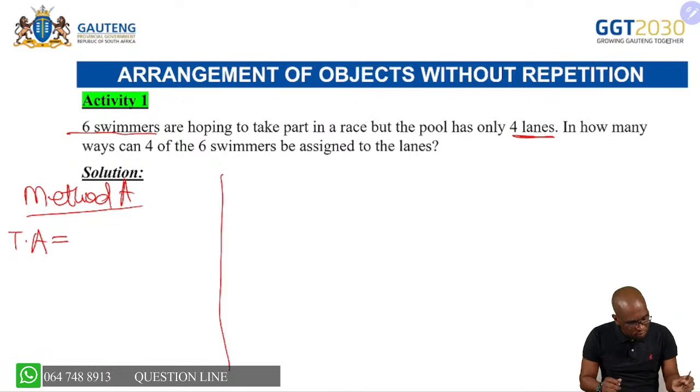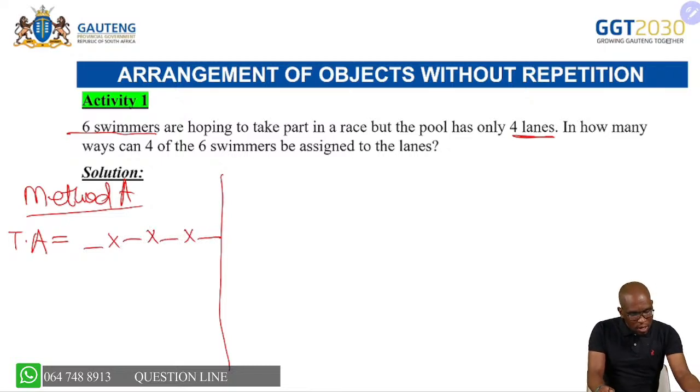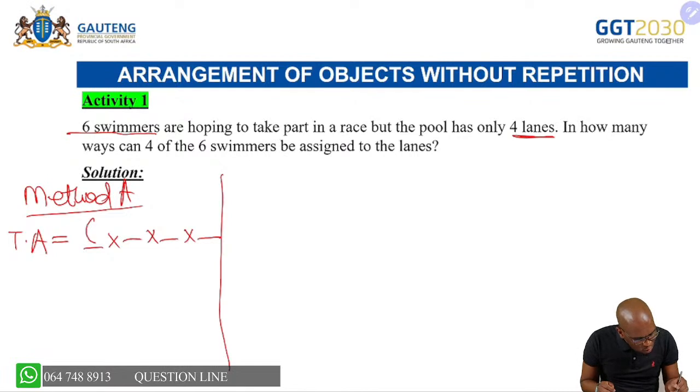The pool has 4 lanes, so we have lanes 1, 2, 3, 4, and from there we want to know how many ways we can arrange 4 of these 6 swimmers. Now, if we look at the first position, we ask ourselves the number of options that we have. Since we have 6 swimmers, all 6 of them have equal chances of occupying the first position. So we have 6 options here.